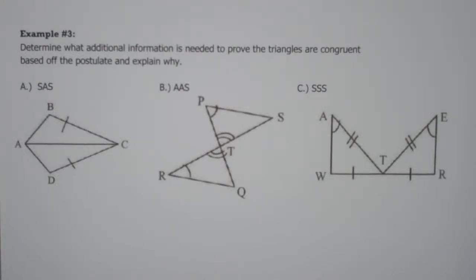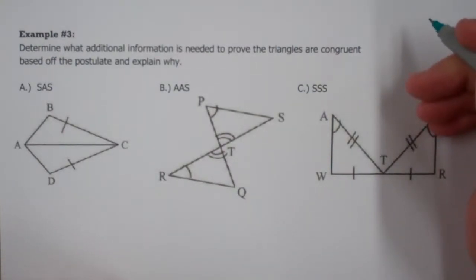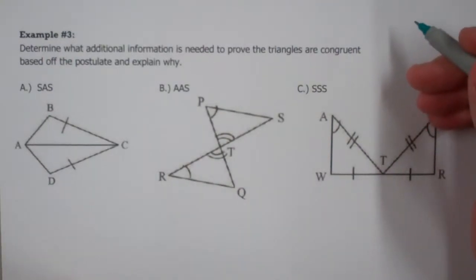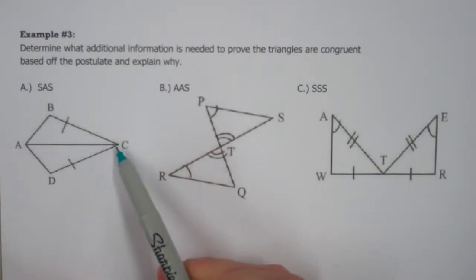In example 3, we need to determine what additional information is needed to prove the triangles are congruent based off the listed postulate, and we'll explain why. You can write that down if you'd like. I'll explain why verbally.